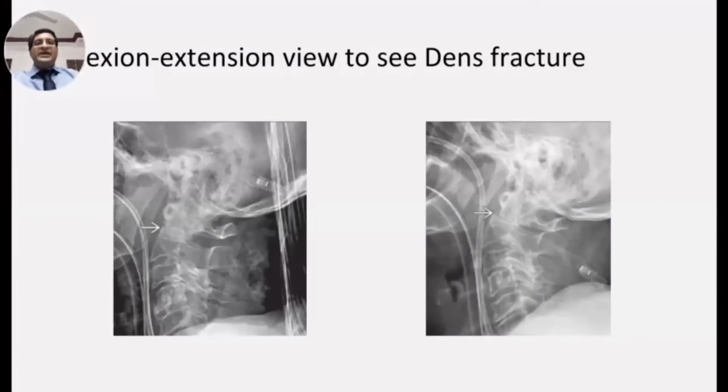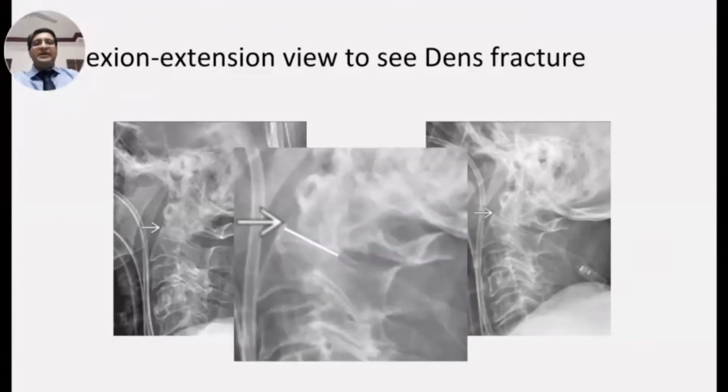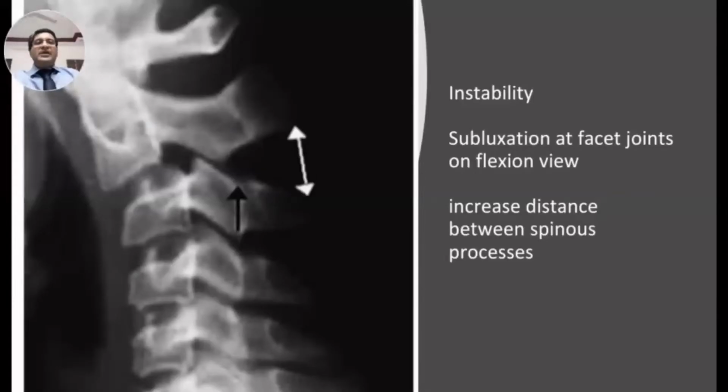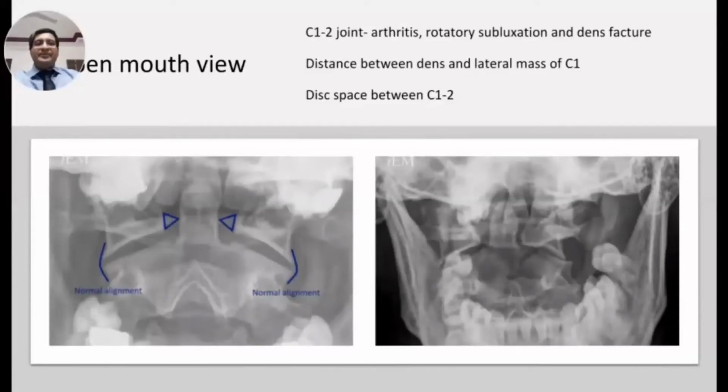If a patient has a C2 dens fracture, a controlled flexion extension view is important to identify instability, like in this case. If we see increased distance between posterior spinous processes, it may indicate associated instability. Open mouth view of the cervical spine normally shows symmetrical distance between C1 and C2 as well as C1 and C2 joints with normal structure. If there is associated arthritis, dens fracture or rotatory subluxation, like suggested here, open mouth view carries a lot of importance.